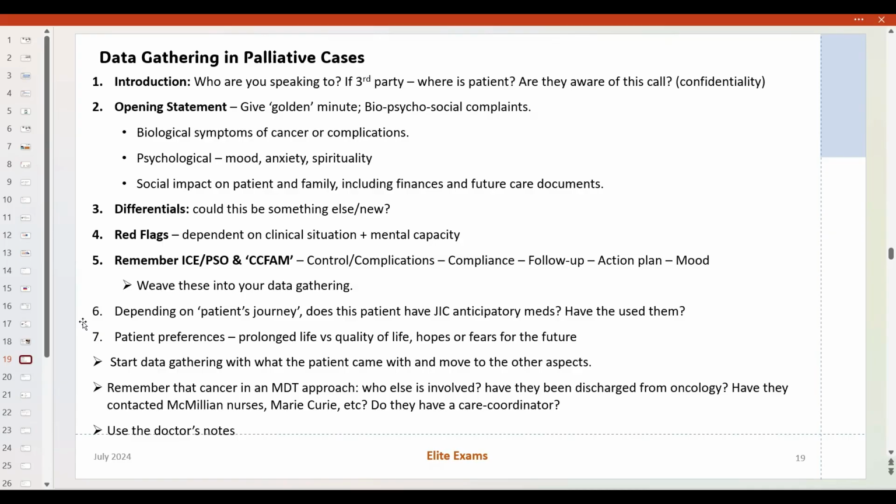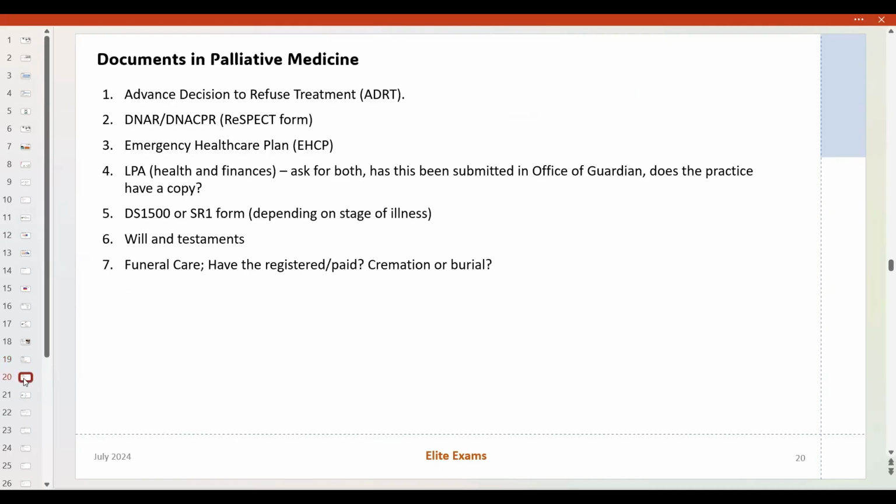And also remember that in our data gathering, care is multidisciplinary, so who else is involved? Who else have they contacted? What do the relatives know so far? Because they might say, oh, I've got the number for Macmillan nurses and they said they're going to come tomorrow. So use the doctor's note, whatever is available, but these are some of the good questions to ask as part of your data gathering.